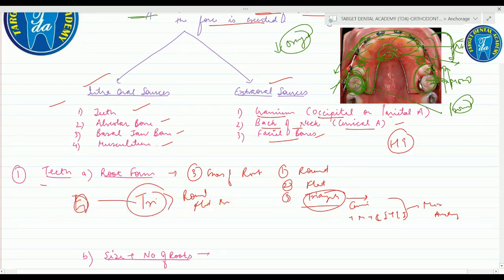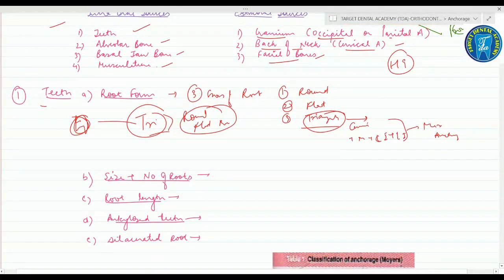MCQ. I'm repeating it again: the triangular roots provide maximum anchorage compared to the round and the flat roots. Second is the size and the number of the roots. The important point is that multi-rooted teeth having a large root provide greater, or maximum, anchorage.